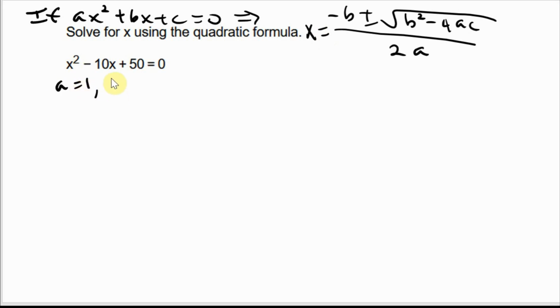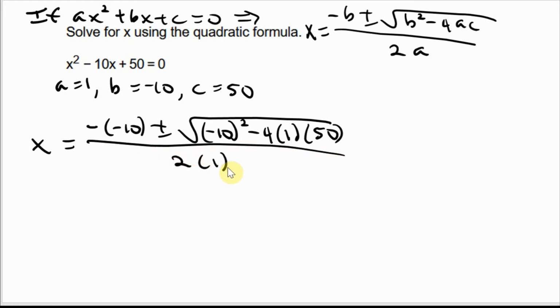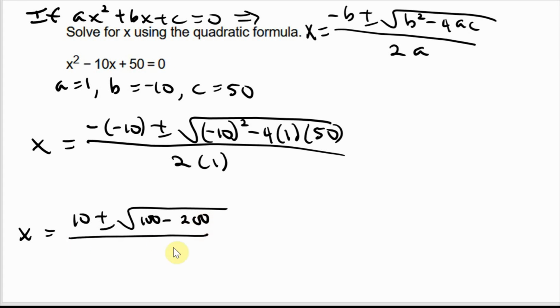notice here that a is equal to 1, b is equal to negative 10, and c is equal to 50. So using that, we get x is equal to, here, a negative times that negative 10, plus or minus the square root of the negative 10 to be squared, minus 4 times a, that's 1, times c, that's 50, all over 2 times 1. So we simplify that. This is 10 plus or minus the square root of, that's 100, minus 200, all over 2.